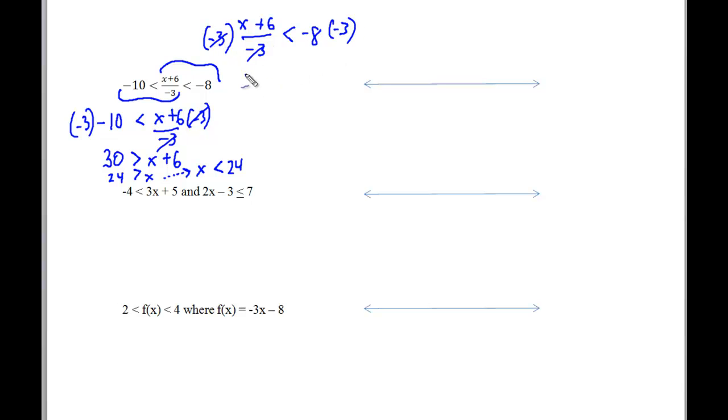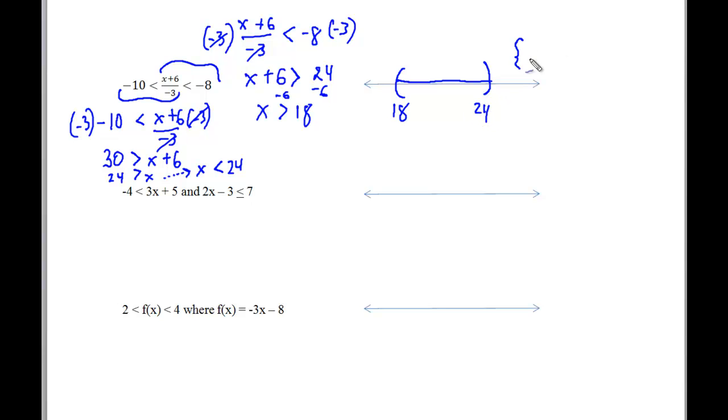Negative 3 simplify: x plus 6 is equal to 24. But wait, the symbol does flip again because we multiplied by a negative. Moving the 6 to the other side, x is greater than positive 18. So I've got x is less than 24 and greater than 18. So it looks like I'm going to be between 18, this is a soft parenthesis here, x is greater than 18, but less than 24.